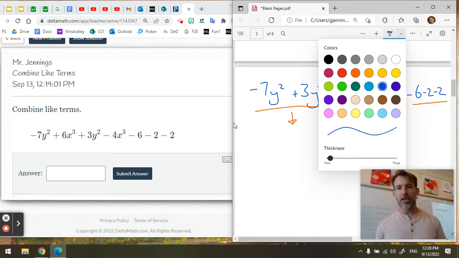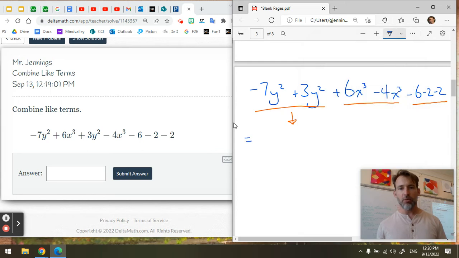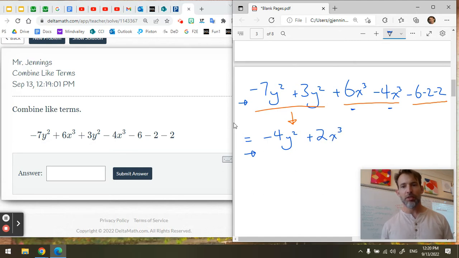So in this case, what I write on this line here is going to be equal to what was written over here. Minus 7y squared plus 3y squared will give me minus 4y squared. That's going to be how many of them I have. I had minus 7 of them, then I added 3, so that left me with minus 4. And then how about x cubeds? Well, I had 6x cubeds, and then someone took away 4 of them. So I will be left with 2x cubeds. And then I have minus 6 minus 2 minus 2. That would be minus 10. And that's done, final answer.